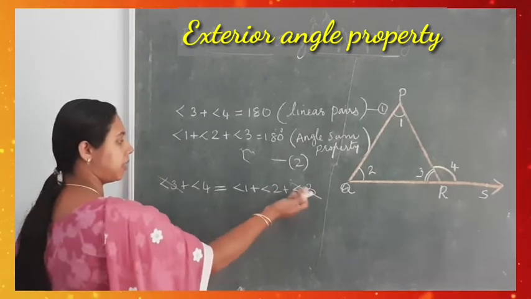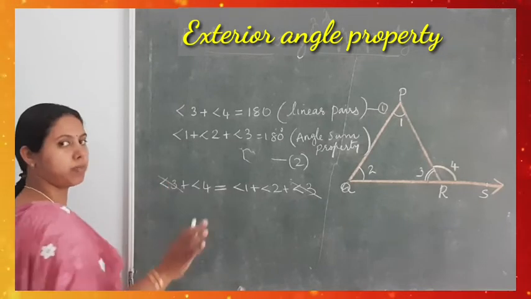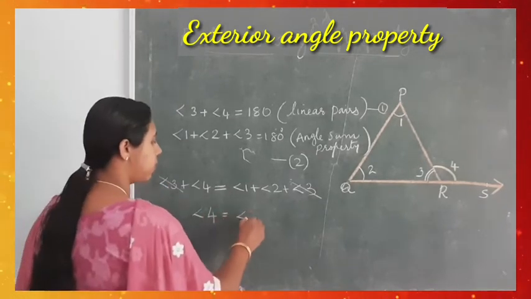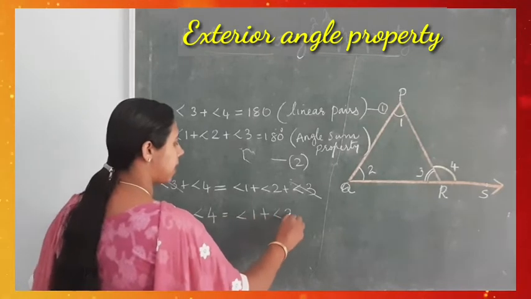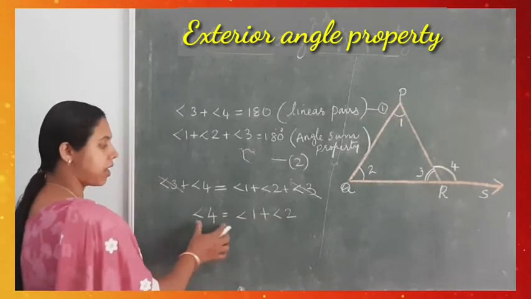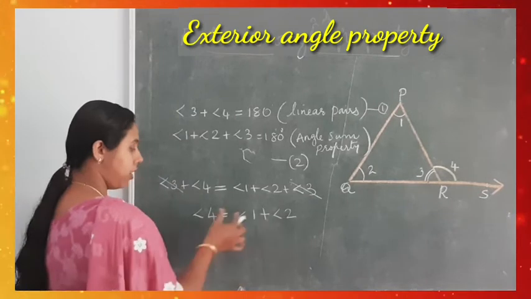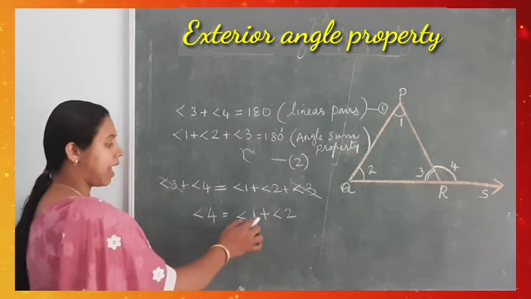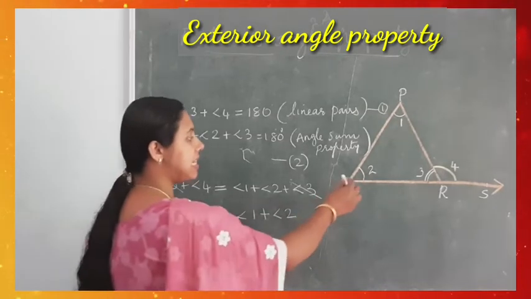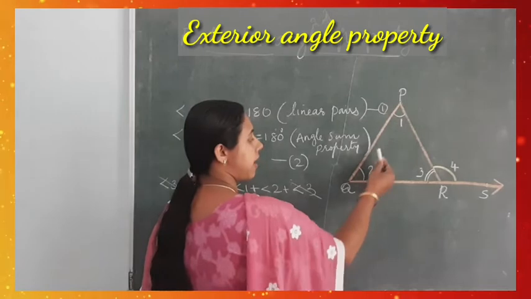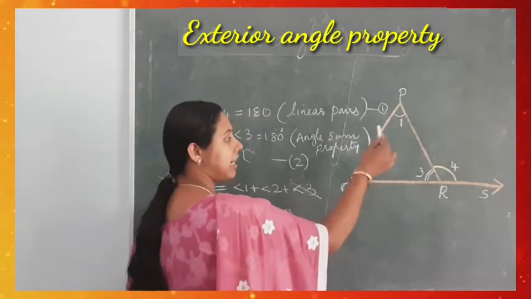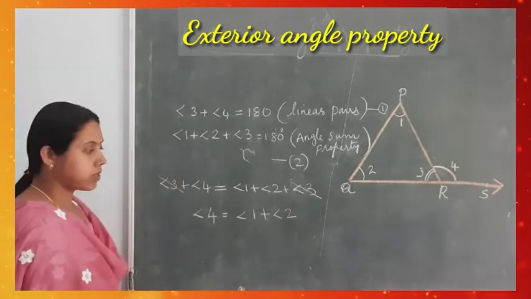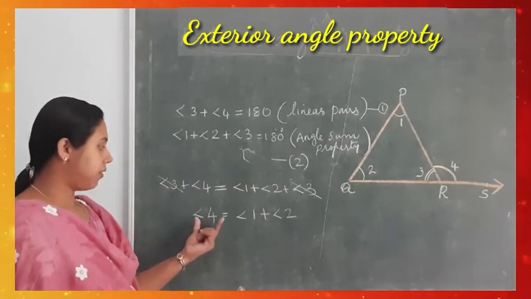When you take angle 3 to the other side, positive becomes negative, so it will be cancelled. Then what is left here? Angle 4 is equal to angle 1 plus angle 2. We got angle 4 equal to angle 1 plus angle 2. We know that angle 4 is an exterior angle of triangle PQR and angle 1 and angle 2 are interior angles. Those angles are opposite to angle 4.